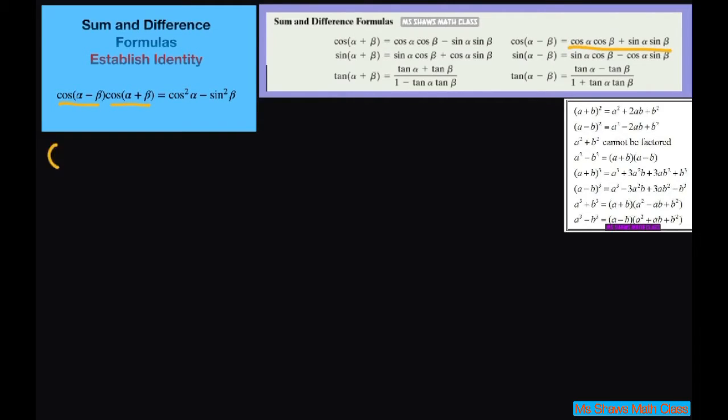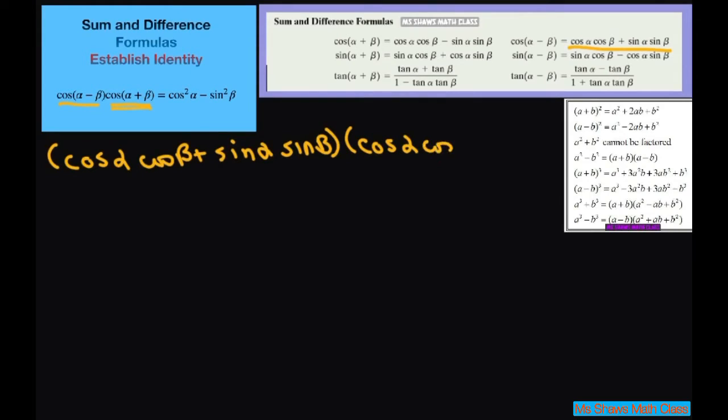That's going to be cosine alpha cosine beta plus sine alpha sine beta. And then for the second one, that's going to be cosine alpha cosine beta minus sine alpha sine beta. Squeeze that in there. All right.